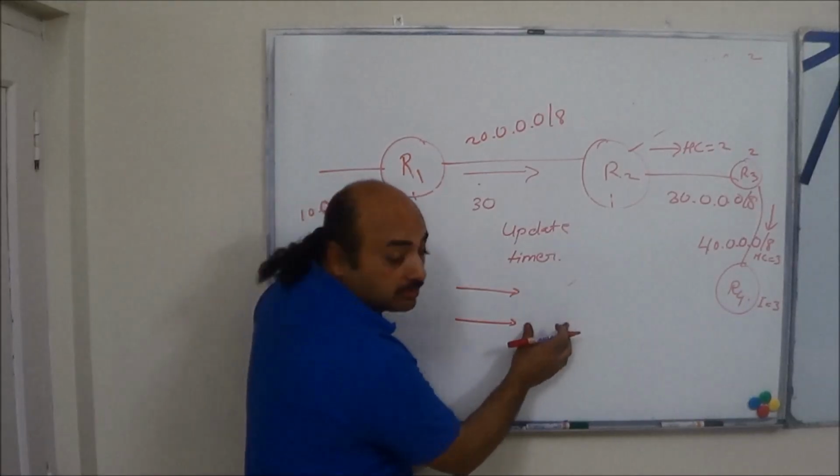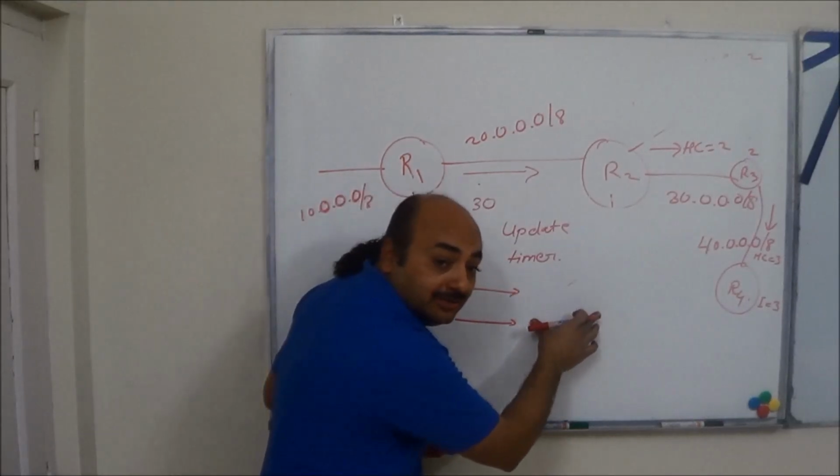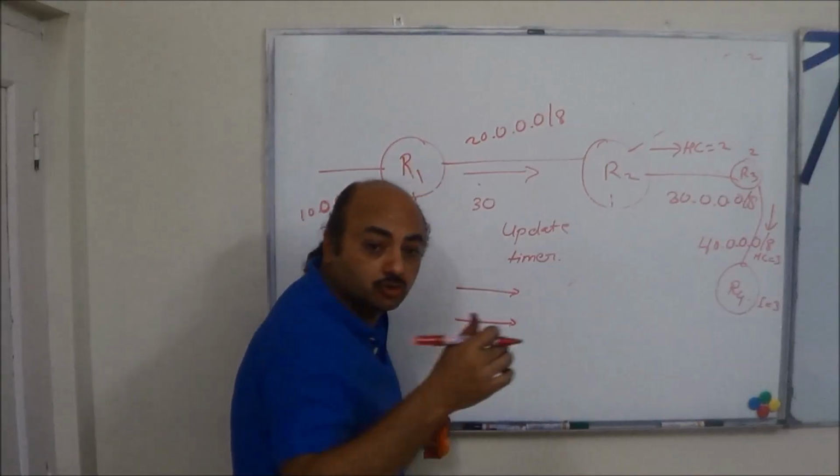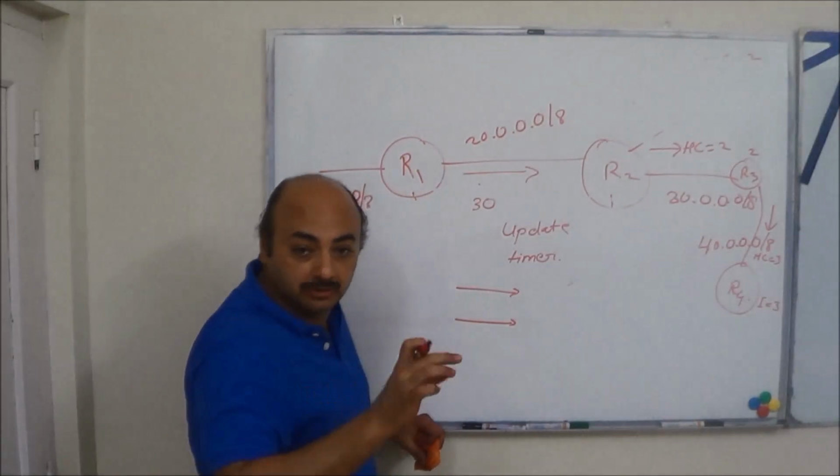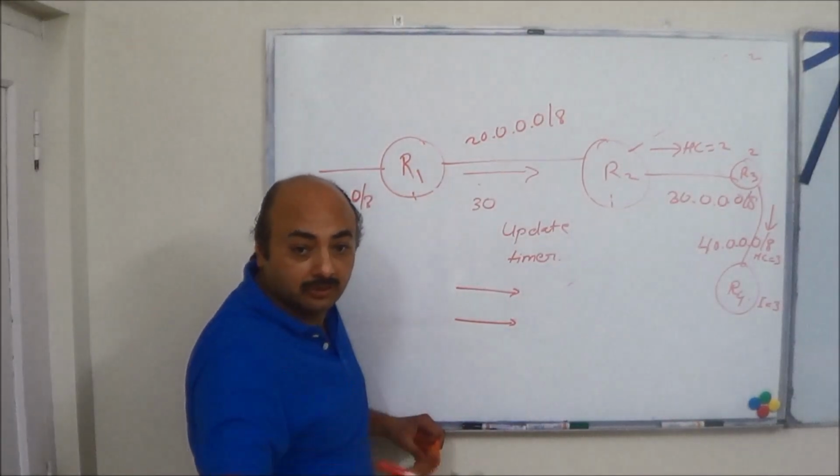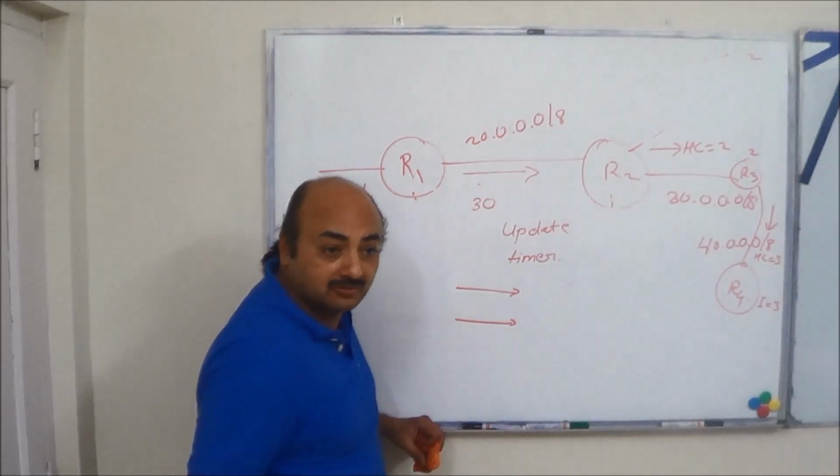When this information is received by R2, what does it do? It resets the counter. You've seen show ip route, right? In the entry, the timer keeps on decrementing and then when it receives an update, it resets.